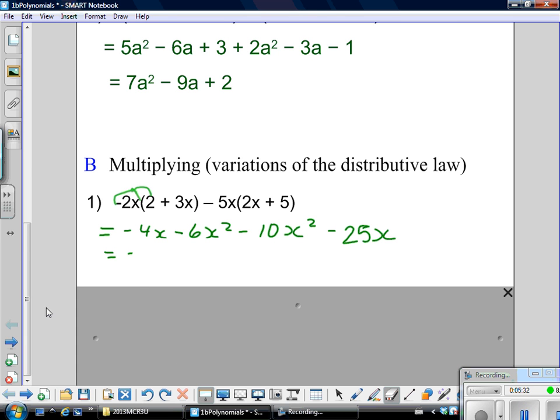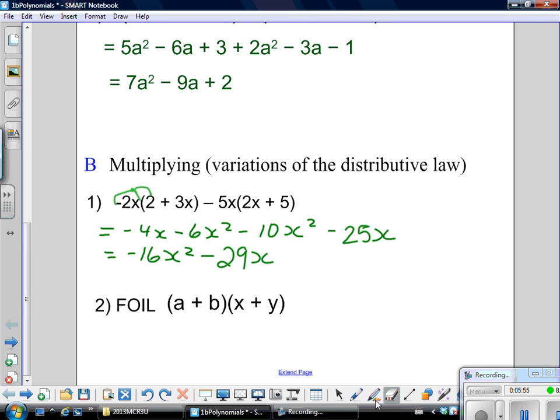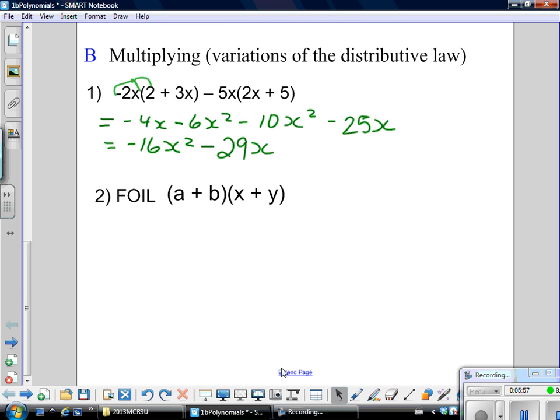Again, just like our previous examples, now all we're doing is gathering like terms. In most cases, I would probably put the x squared terms first, so a negative 6x squared and a negative 10x squared, so a negative 16x squared, followed by negative 4x and a negative 25x, so we have a negative 29x. Next question is what you've seen as FOIL before. Now notice that what I did here is I put a's and b's and x's and y's, so I didn't have anything in common to begin with.